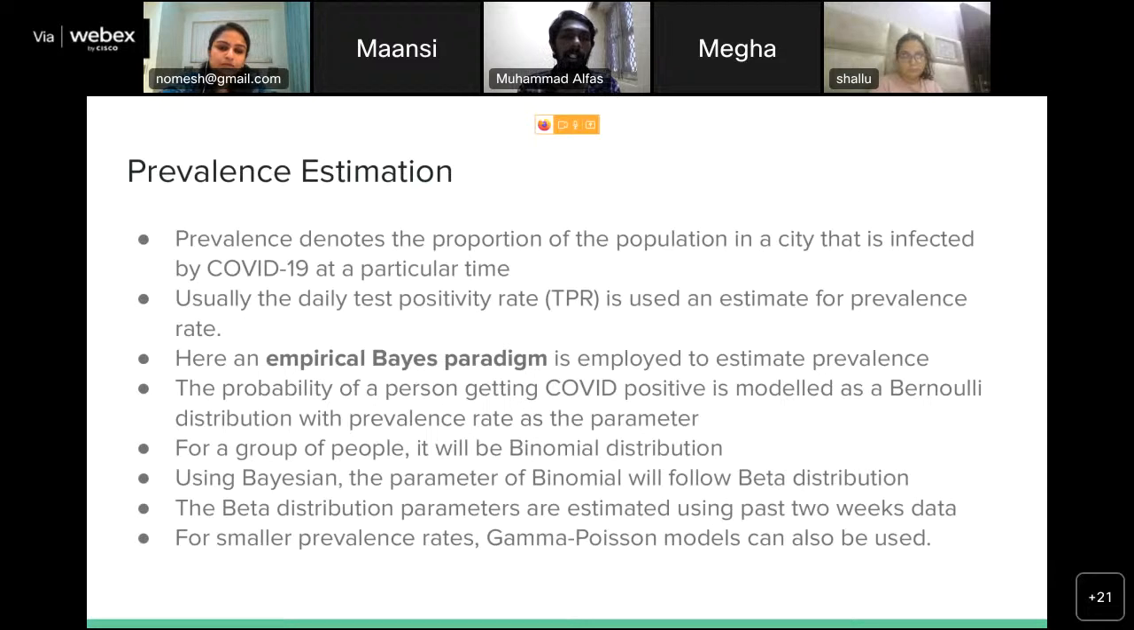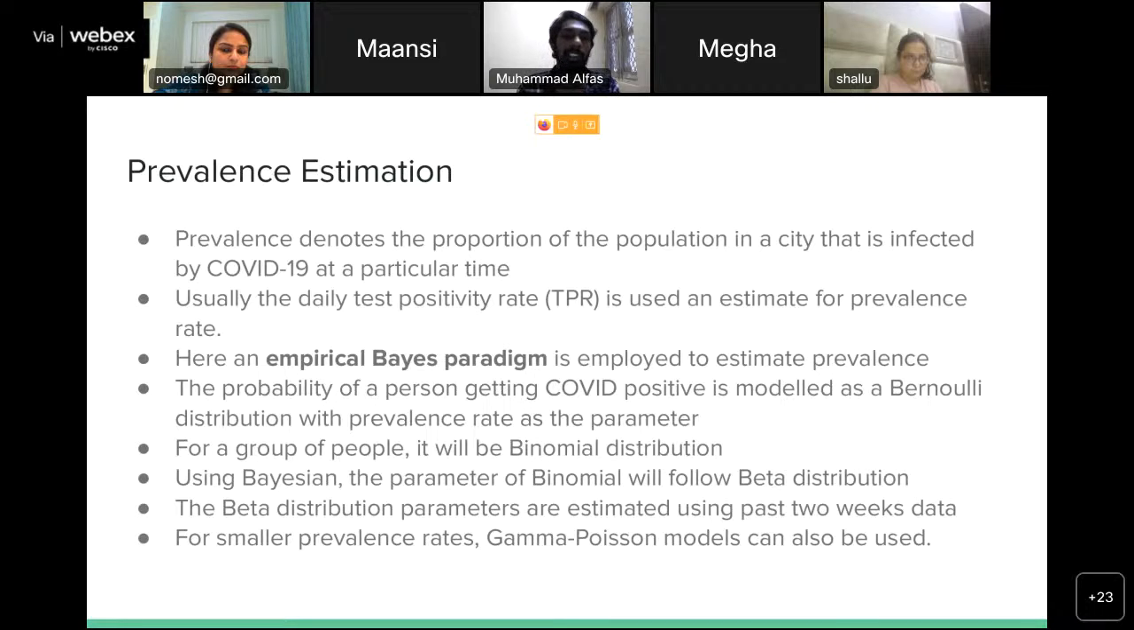We can model the probability of a person getting the disease as a Bernoulli distribution. A person can either get infected or not get infected. So if we consider a group of people, it will be a binomial distribution. And since we are following a Bayes paradigm, the parameter of the binomial distribution, that is the probability p of a person getting infected, will follow a beta distribution with the parameters alpha and beta. And we can estimate the values of alpha and beta using the past data. Here we use the past 2 weeks of data.